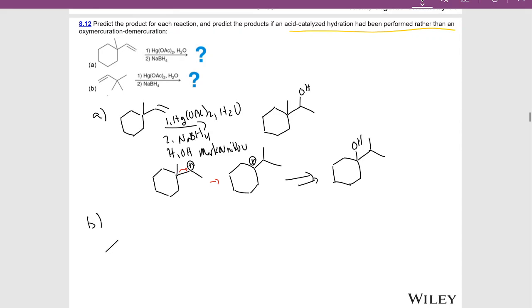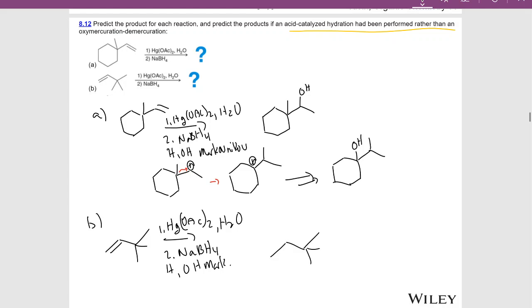So that's why we would use acid catalyzed hydration if we can, because it's cheaper, easier, and more eco-friendly. So for B, what are we adding and where are we adding it? We're adding H and OH in Markovnikov fashion across the double bond. So that means we're going to get the OH here, and the H would have been on the less substituted side.